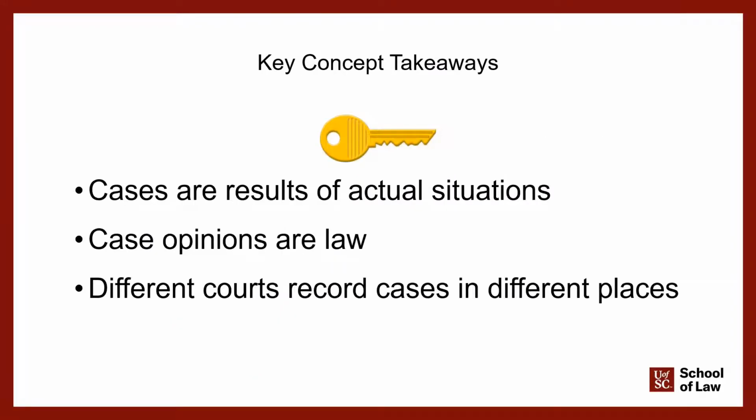So what are the key basic concept takeaways? Cases are the results of actual situations. Case opinions are in fact law. They are law every bit as much as statutes are. The statute webinar mentioned that that's how the legislature makes law. Rebecca mentioned in her regulations webinar that regulations are how the executive branch makes law. Cases are how the judicial branch makes law. And it's very important to remember that different courts record those cases in different places. Historically, when I say different places, I mean books. But in the age of the internet, that gets a little more nebulous.